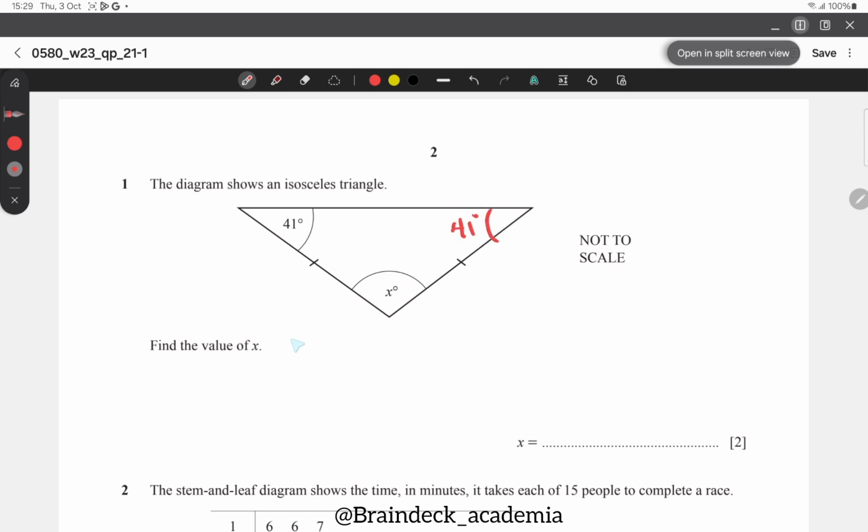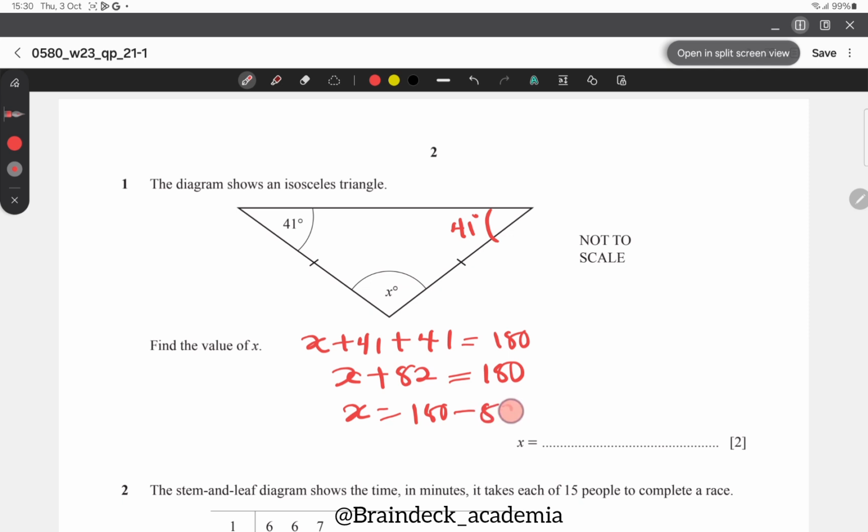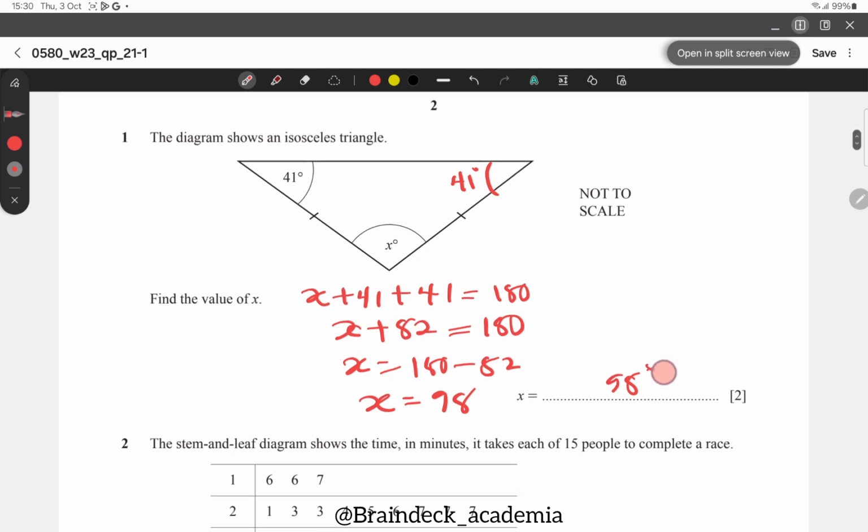So to find x, we'll do x plus 41 plus 41 equal to 180 degrees, which is the total of the angles in a triangle. 41 plus 41 gives us a total of 82, so x equals 180 minus 82, which gives us 98. So our x is 98 degrees. That's our answer for the first one.